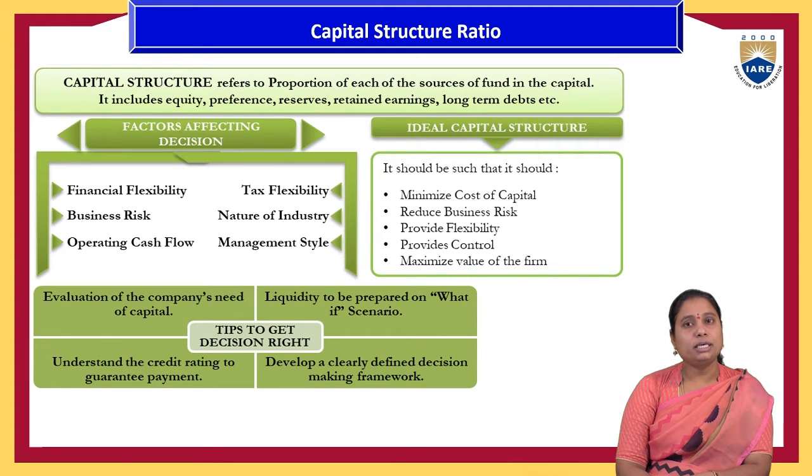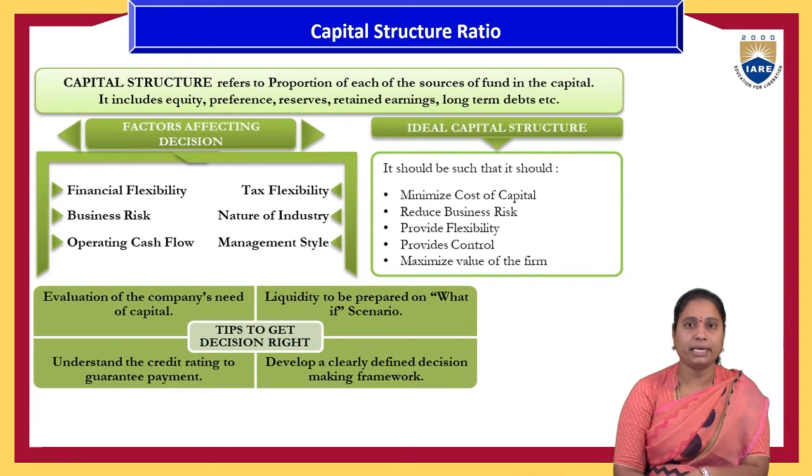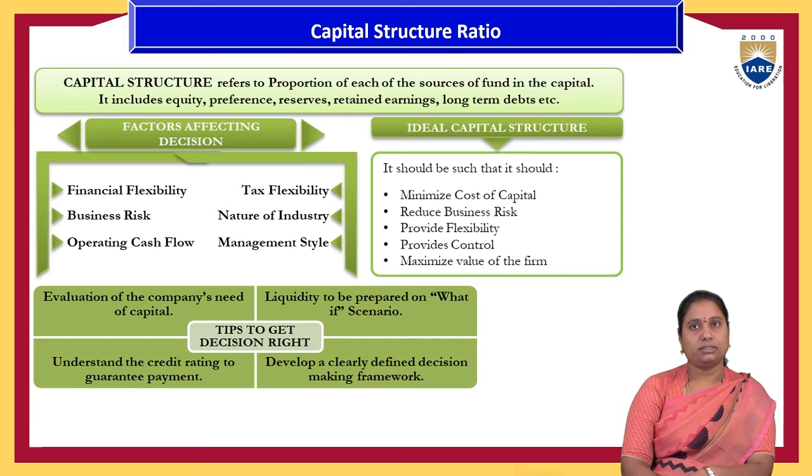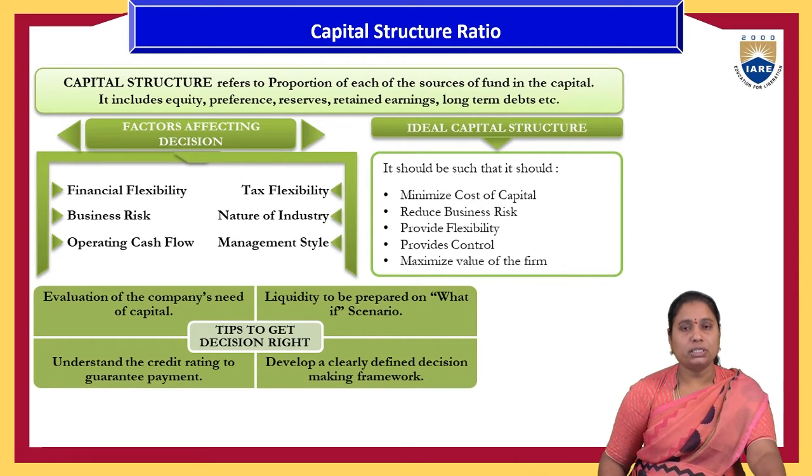Some tips for the decision: the decision evaluates the company's need for capital. First they have to identify that, then see the liquidity position of the organization, and later develop a clearly defined decision-making framework based on the credit guarantee and payment mechanism of the organization. That is the overview of the capital structure ratio.